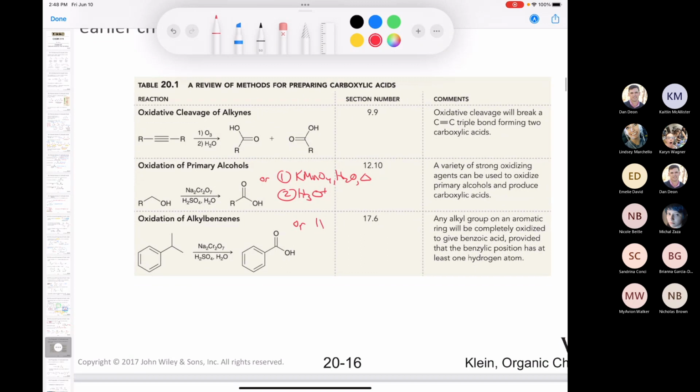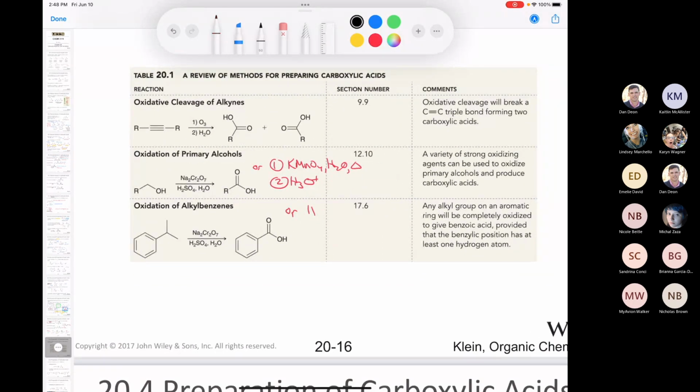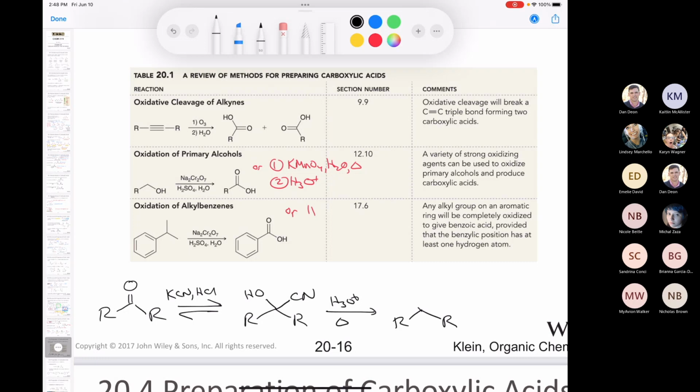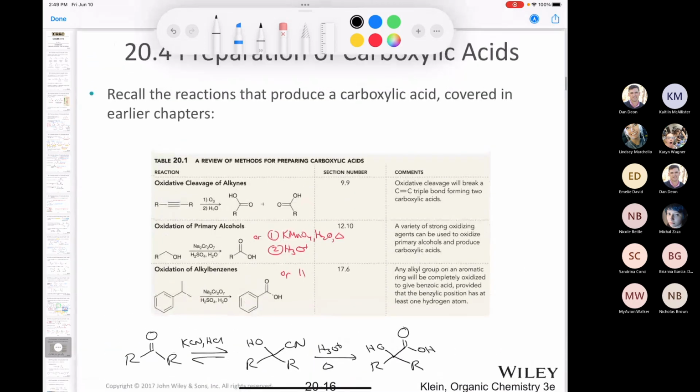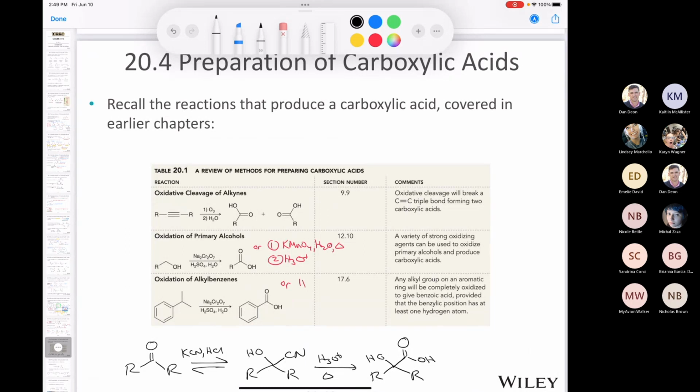Another way, which isn't mentioned on here, but it just popped into my head, we talked about it earlier today, was the hydrolysis of a cyanohydrin. So if we make a cyanohydrin using potassium cyanide and HCl, that looks like this. So we have our hydroxyl, and then we have our nitrile. We saw that you can take this and treat it with H3O plus and heat it up, and you can make a carboxyl group or a carboxylic acid that way. So that's another way. And that's every method that I can think of that we've learned to make a carboxylic acid.